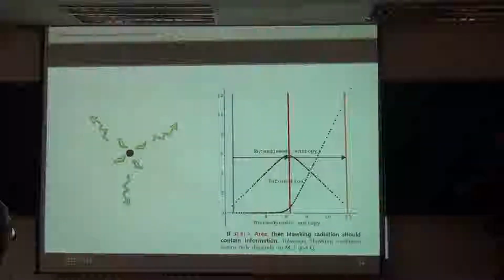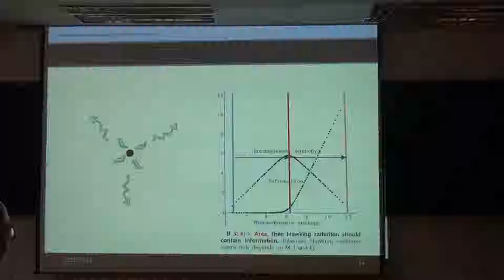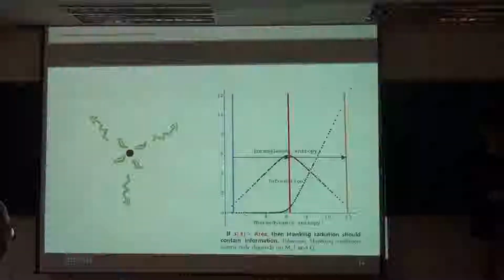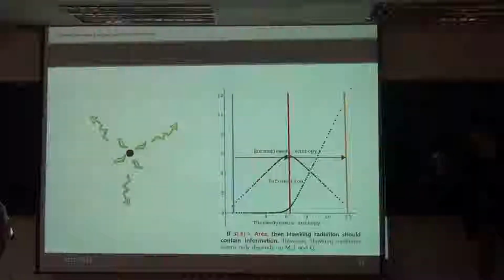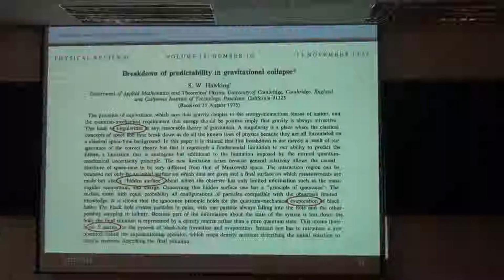However, according to Hawking's calculation, Hawking radiation seems to depend only on mass, angular momentum, and charge. That is the really serious problem. So it's a paradox. Hawking radiation should contain information, but according to Hawking's calculation it should not. That is the origin of the paradox.